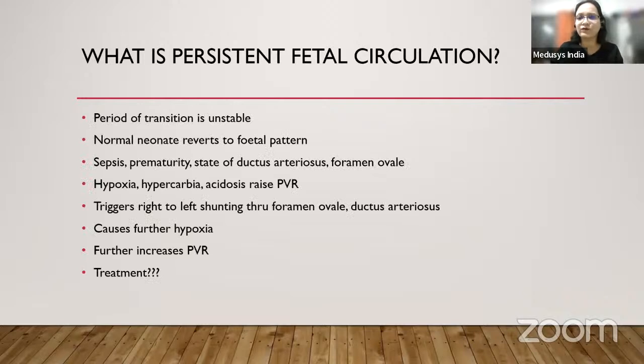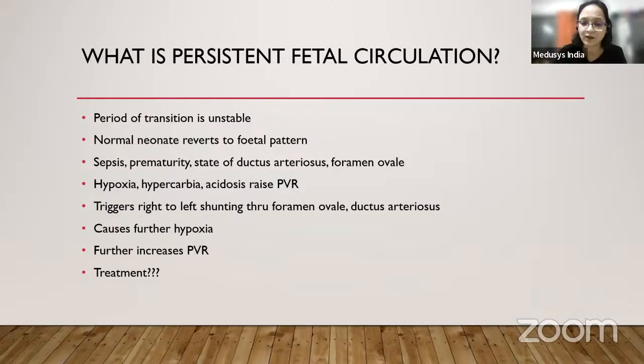The only thing we have to remember is that the period of transition is always unstable, as anatomical closure has not happened with any of these shunts. So it is always reversible. And what are the triggers which cause it? Sepsis, prematurity, the state of the ductus arteriosus and foramen ovale, and hypoxia, hypercarbia, acidosis. They all raise PVR and trigger right to left shunting through whatever way they can, either through the foramen ovale or the ductus arteriosus. That whole process triggers further hypoxia and further increases PVR.